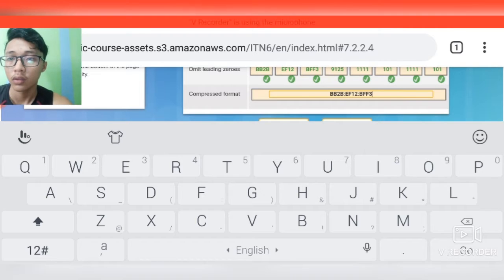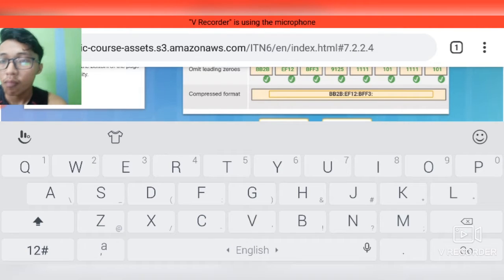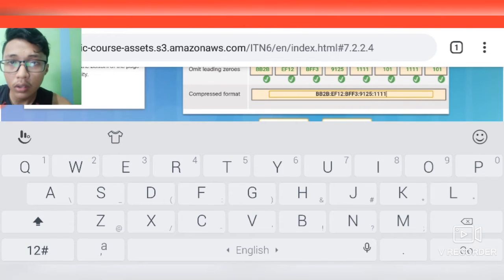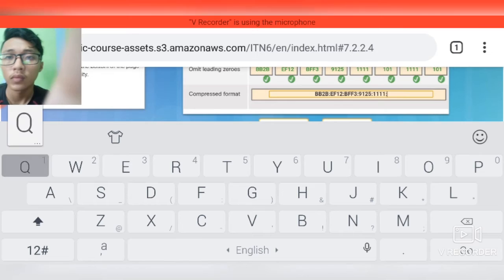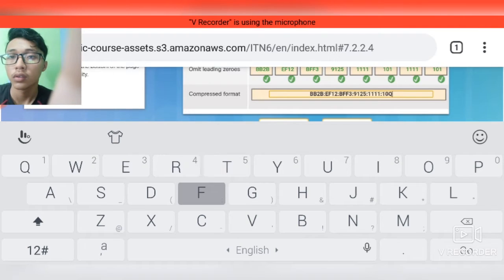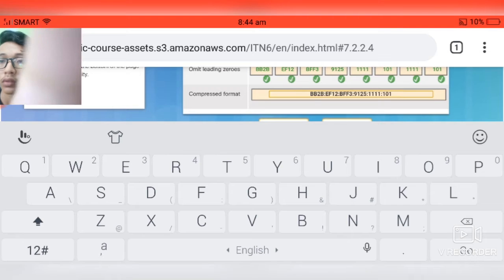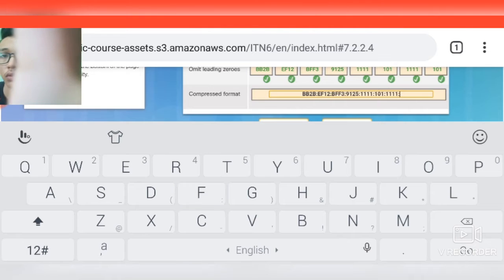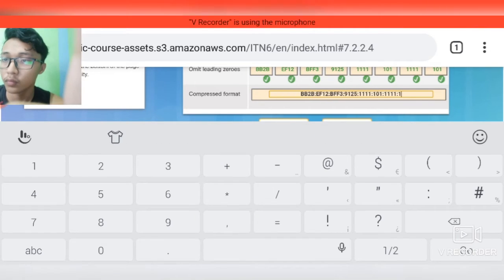The next is the 9, BFF, 3, 9, 1, 2, 5, and then 1, 1, 1, 1, 1, 0, 1, and 1, 1, 1, 1, 101. Correct.